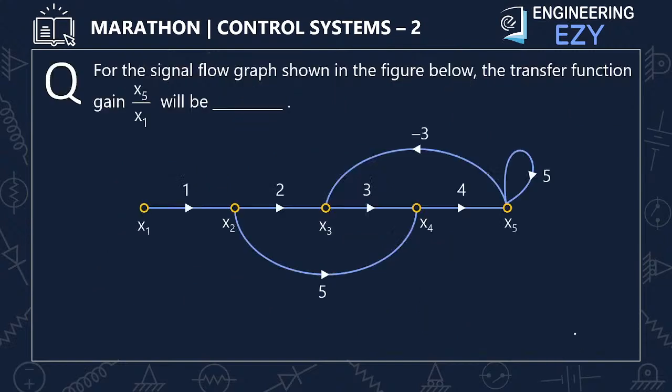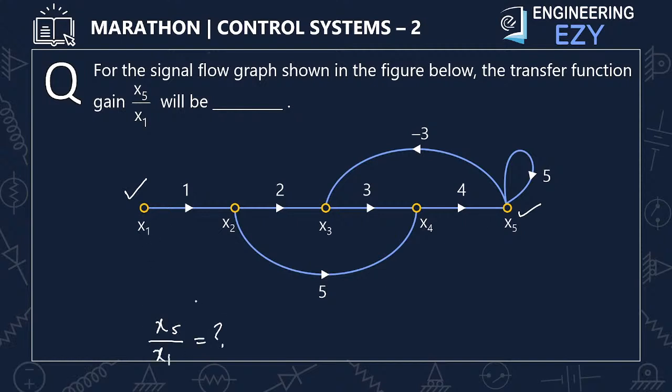Okay, Tarun, now moving to the next question. This question is so simple, for the signal flow graph. Everyone can give the answer of this question. For the signal flow graph shown in the figure below, the transfer function gain x5 upon x1 will be. This is the input node, this is the output node, x5. So we have to calculate the gain or transfer function or transmittance. This is also called overall transmittance x5 by x1.